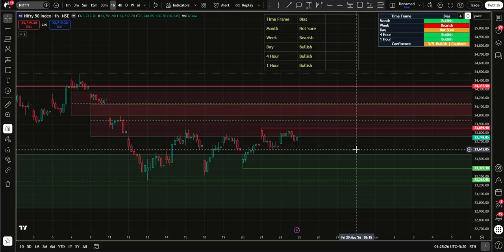The rupee is falling. The crude oil prices are the only thing that can actually keep Nifty a little positive. Otherwise, everything looks bad for Nifty right now. The worst being the falling rupee.